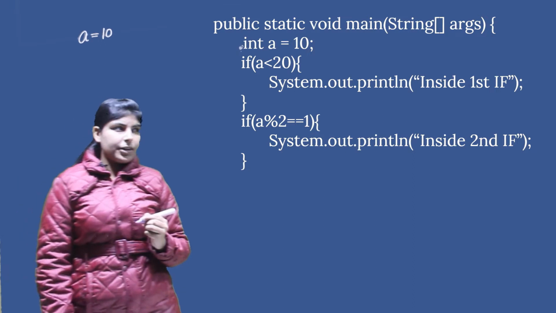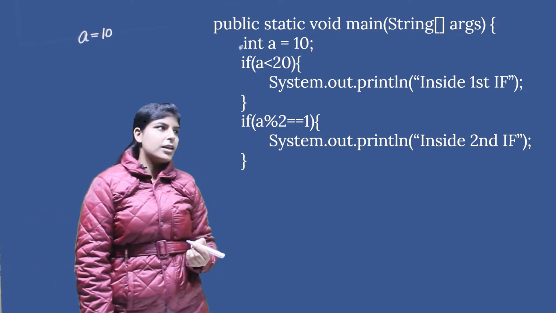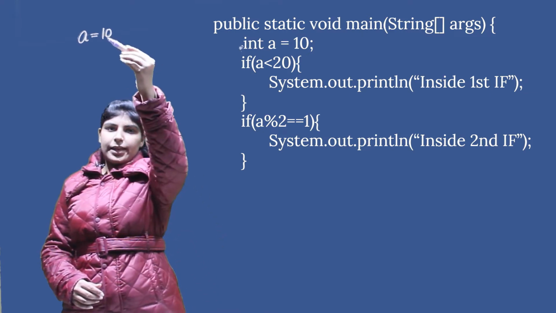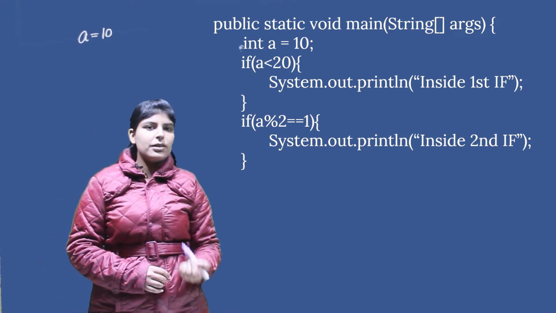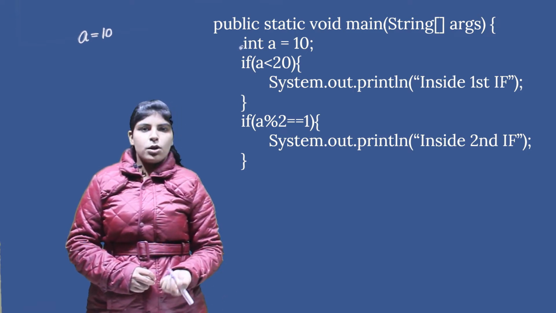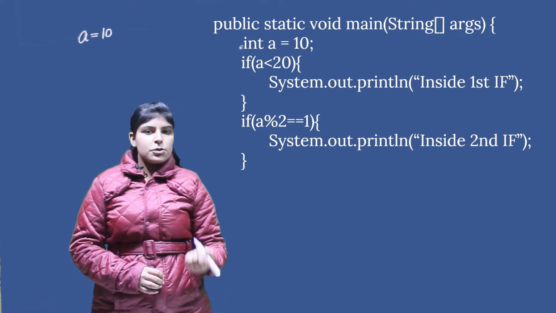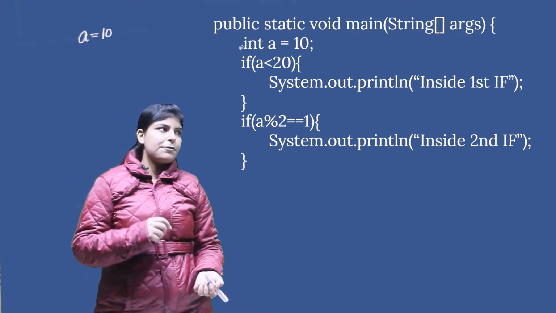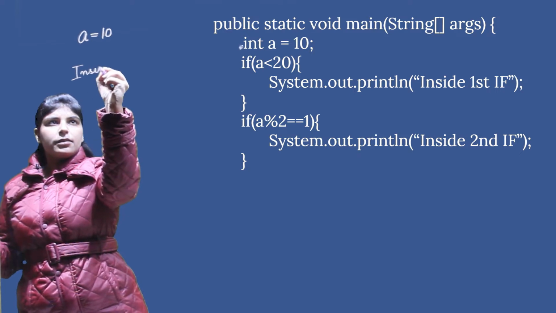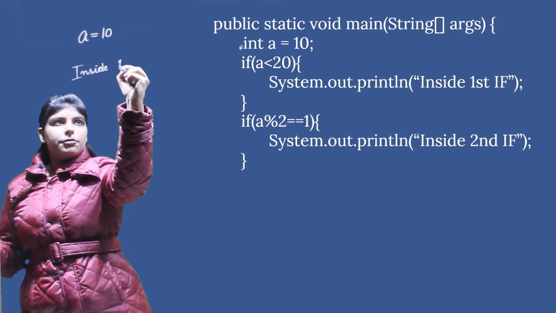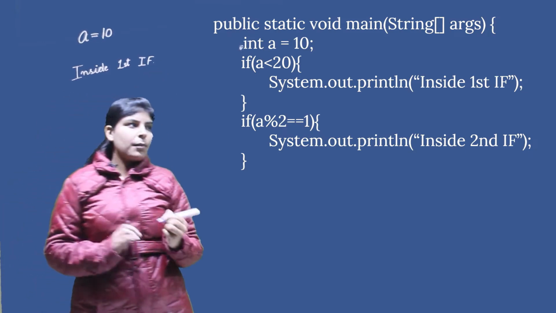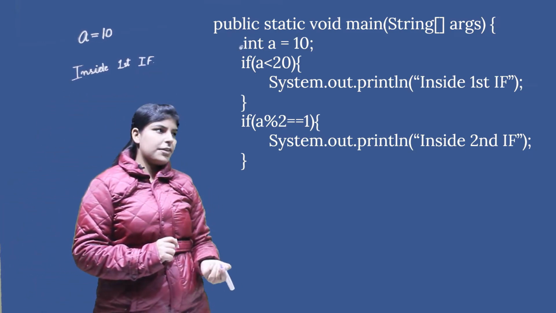So next I have an if condition, if a less than 20. So the condition here is a less than 20. So the value of a is 10. So if I say 10 less than 20, the value of this Boolean expression is true. So I enter the if block. So inside the if block I will print inside first if. So the output of first if will be inside first if. Now I come out of this if block. Again there is another if statement.